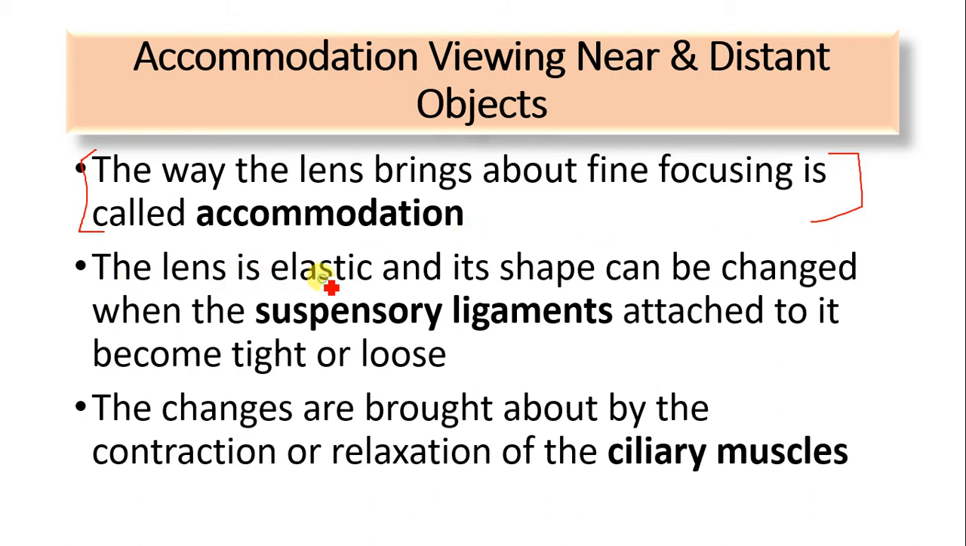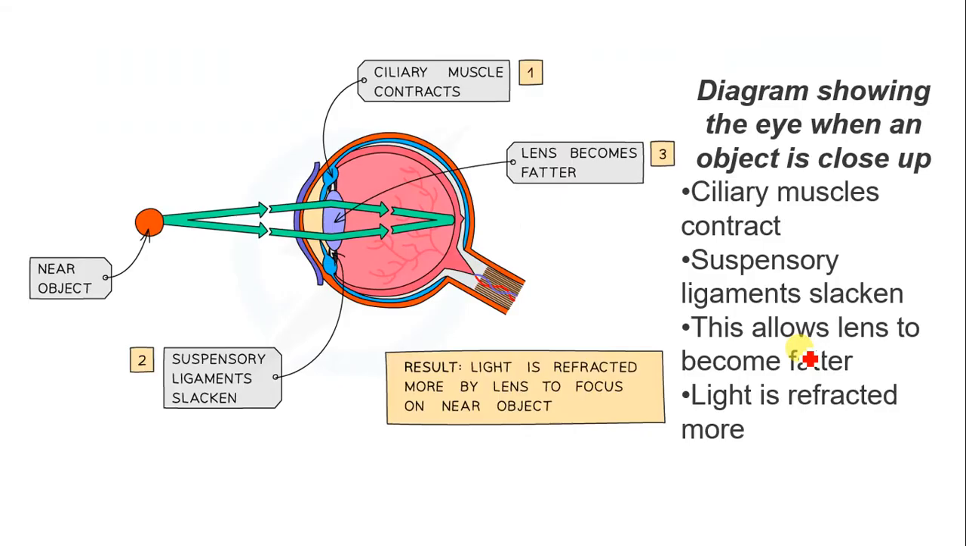Now the lens is elastic and its shape can be changed when the suspensory ligament attached to it becomes tight or loose. So you need to know that the suspensory ligament controls the shape of the lens. The changes are brought about by the contraction and relaxation of ciliary muscles. Sorry for my pronunciation, please. Ciliary muscles.